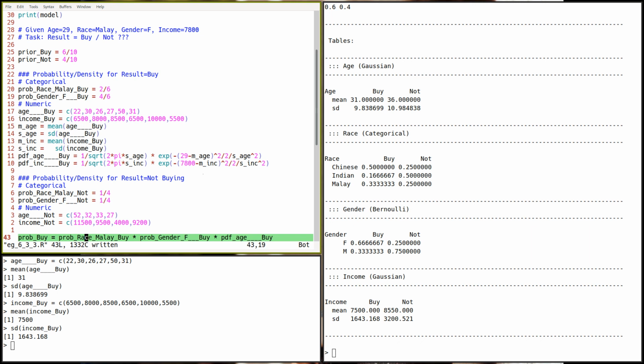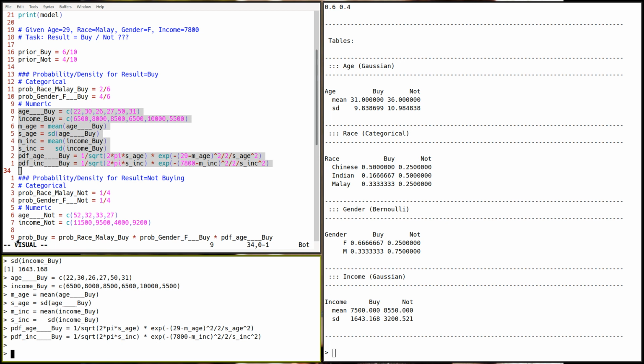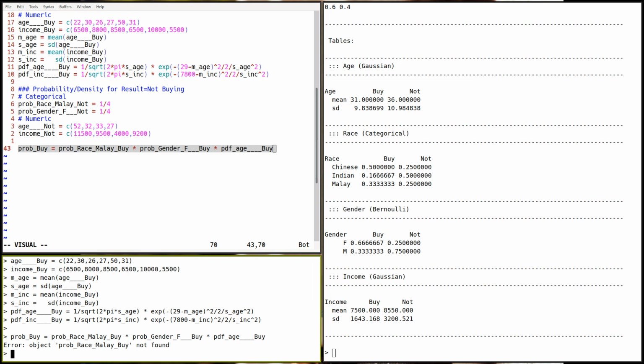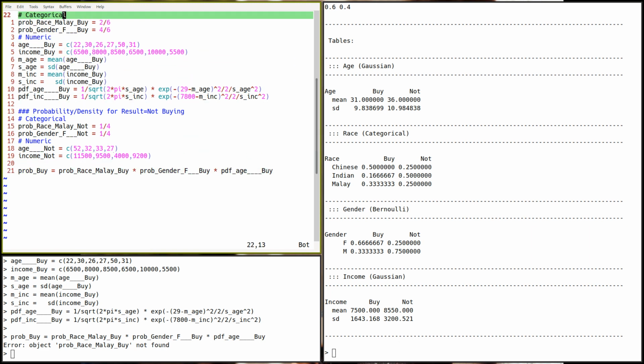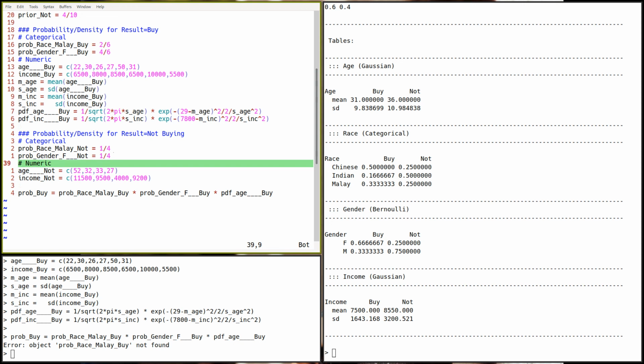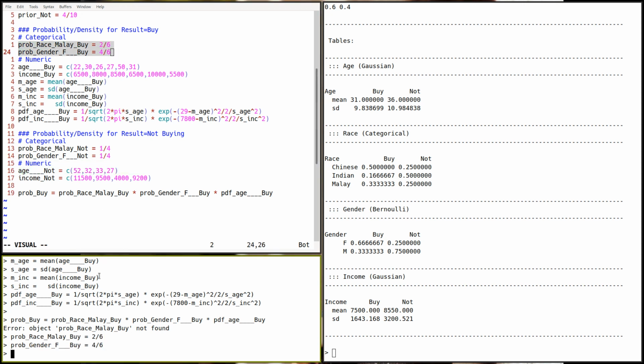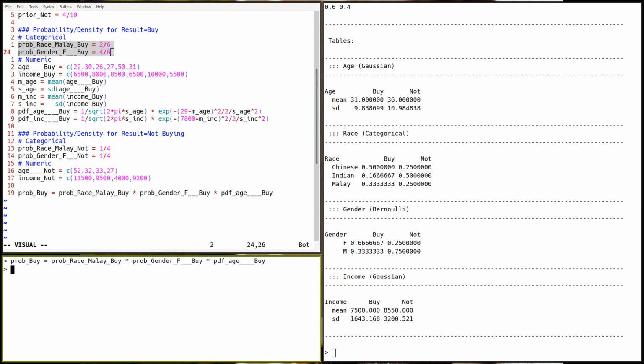I think we are able to estimate them by now. Let's go ahead and check. No error. So what is the probability of buying? I haven't actually seen all these values here.